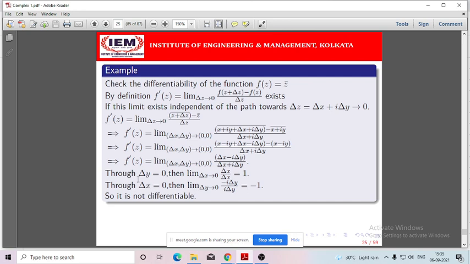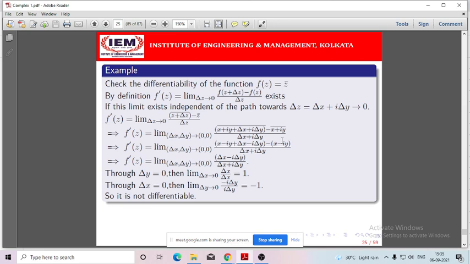So once we take this path, the limiting value comes as 1. And if we consider this path and approach the point with del z tends to 0, then we find that the limiting value becomes minus 1. So by taking two different paths, we find that the limiting values come different. So at once we can say that the function is not differentiable, because the limit of this quotient doesn't exist, since its value changes whenever we take different paths. So the function is not differentiable.